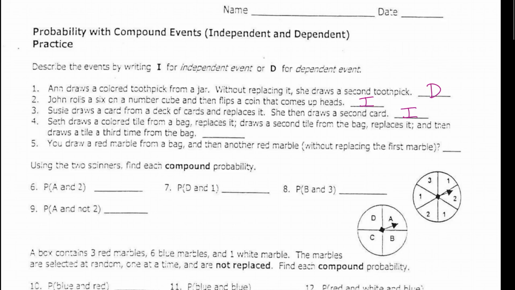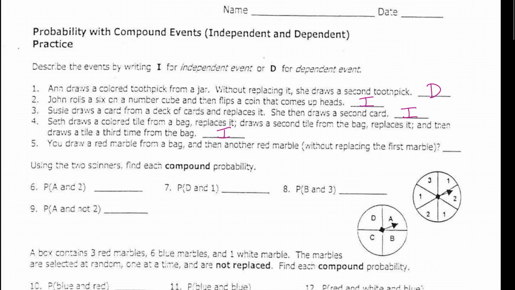So, does it matter whether or not you replace it on the third time? Is there an event happening after? You're right. If it didn't say replaces it, and then there was a fourth event, you're right, that would be dependent. But because we are replacing each time, is it independent or dependent? Independent. Good. So that's an I.